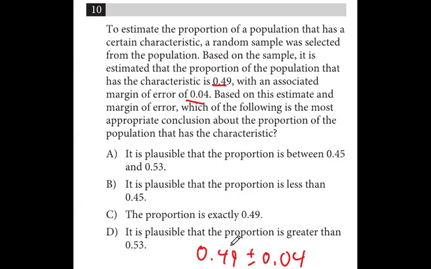So we can expect that the real population proportion is between those two values. So it is plausible that the proportion is between 0.45 and 0.53. That is correct. And this is incorrect. We would say it is not very plausible. This might not be true. The margin of error means that the sample data might not match exactly with the true population. And with this one, we'd still say the same as this. It's not very plausible. So the correct answer is that it should be between these two values.